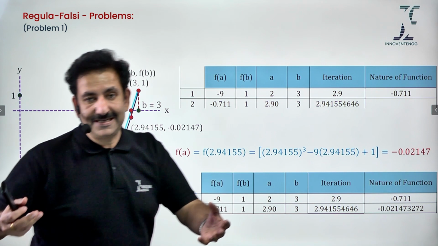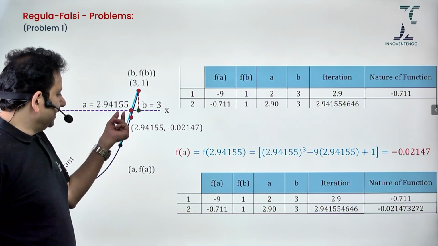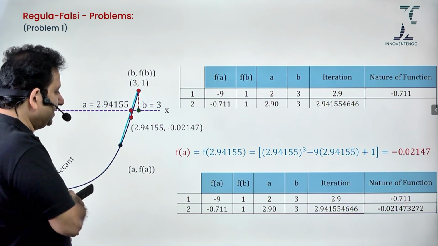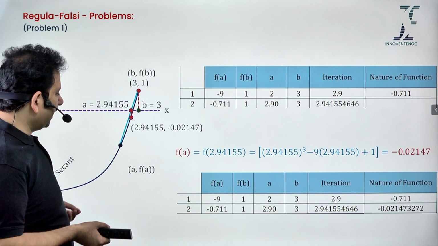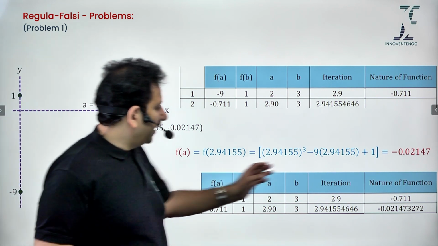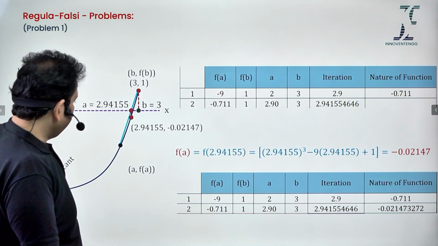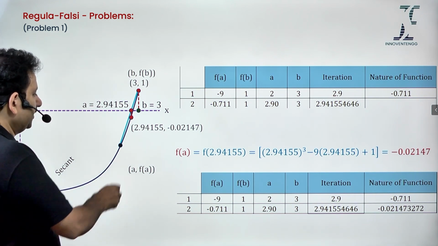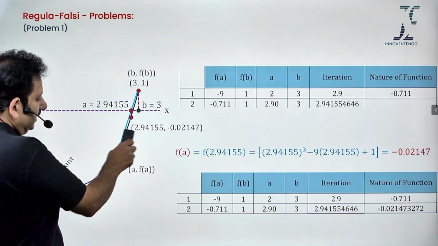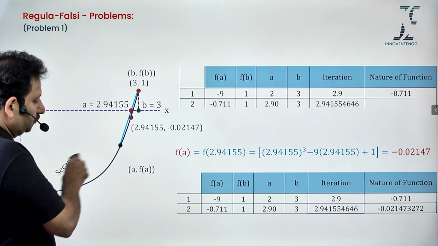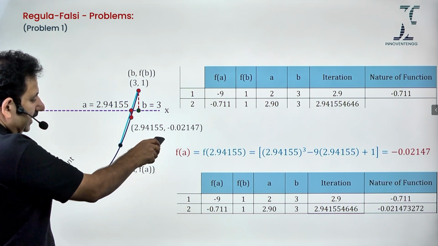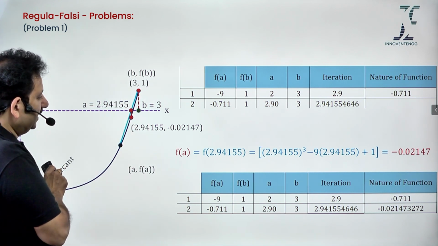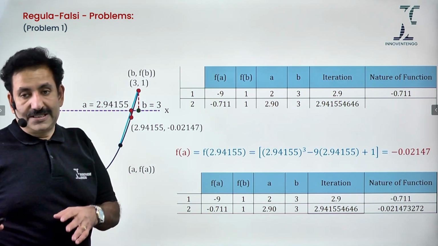What is our ultimate goal? The value of the function exactly at that point should become 0, where your straight line cuts the x-axis. If that coincides with that of the curve, then the value of the function is going to be 0. So now we have drawn one more vertical. Now if you join this particular point, where you have the second approximated root 2.9415 and the value of y minus 0.0214, to the point 3 comma 1, you will get your third approximation.